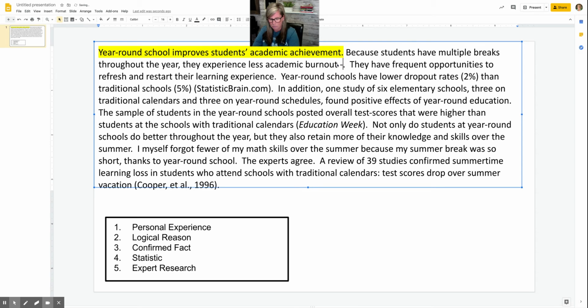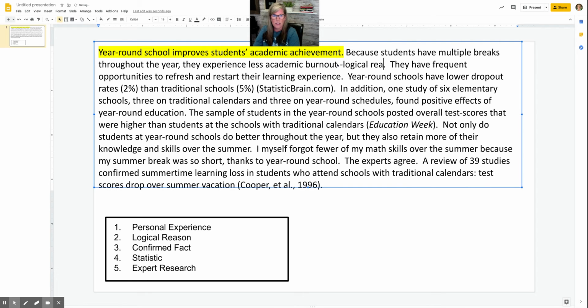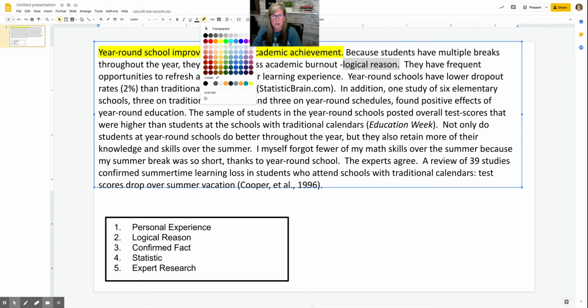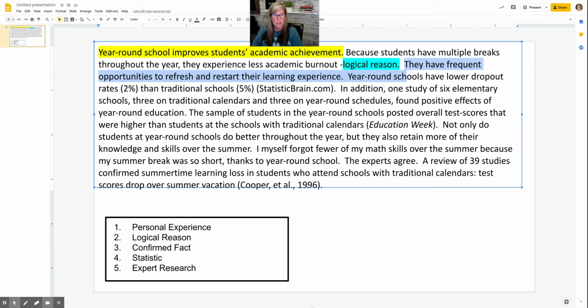So I would say this is a logical reason. And I'm just going to make notes on here, kind of annotating my text. This does not mean that it's part of my paragraph that I want my audience to read. It just means that I'm identifying the evidence that goes with the claim. So I have one logical reason now. Let's look at the next sentence. They have frequent opportunities to refresh and restart their learning experience. Year-round schools have lower dropout rates than traditional schools. So I'm seeing some statistics because I see percentages here, and that's coming from another source, statisticsbrain.com.